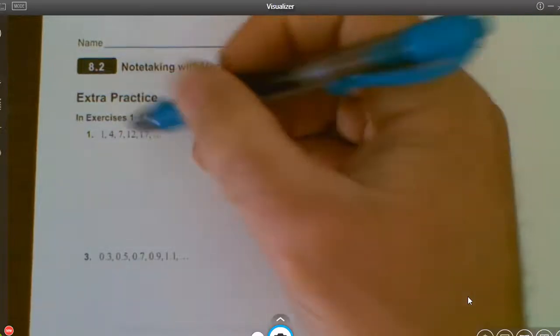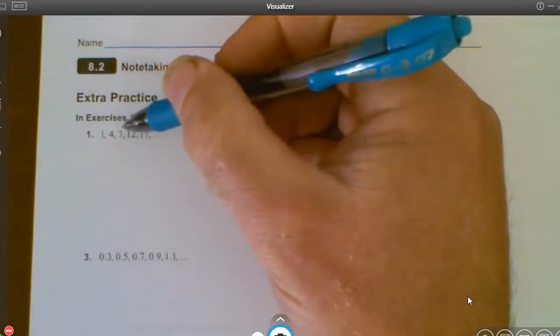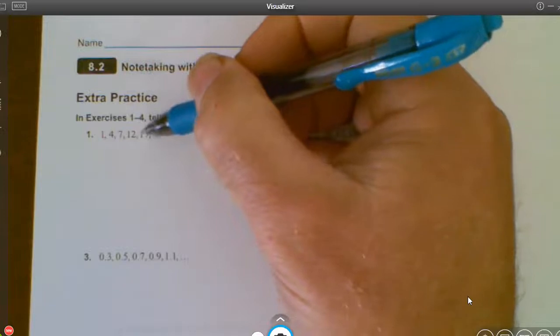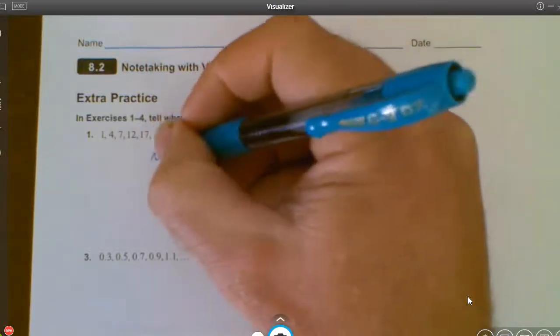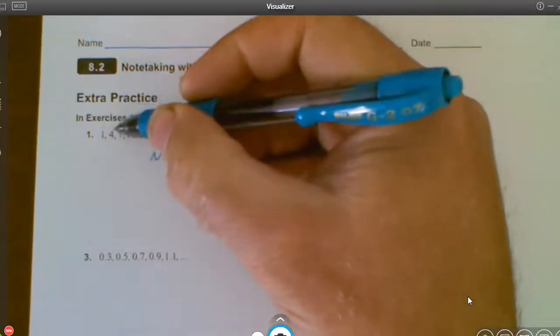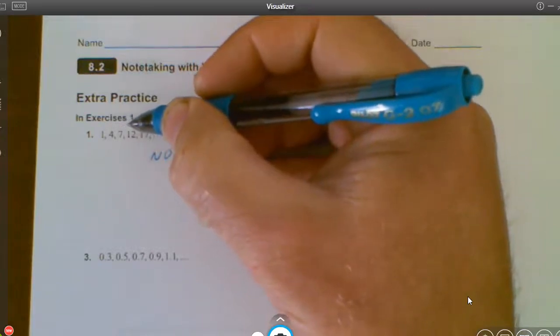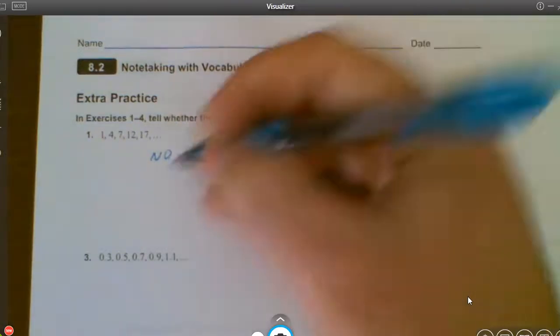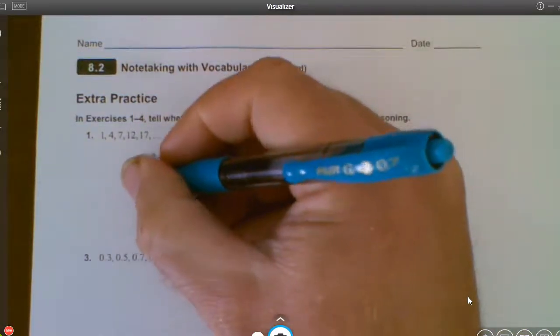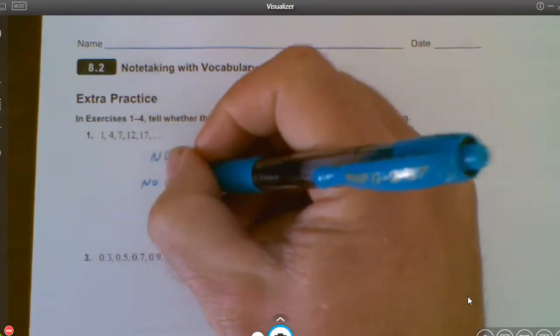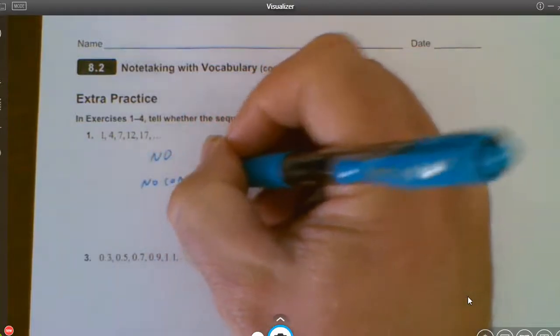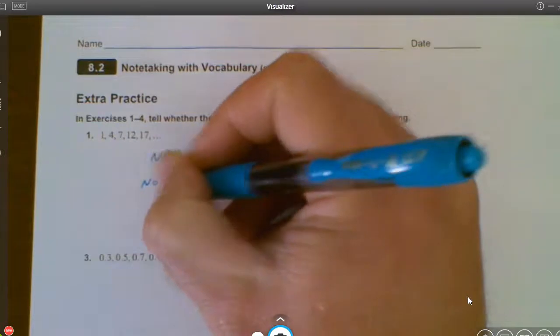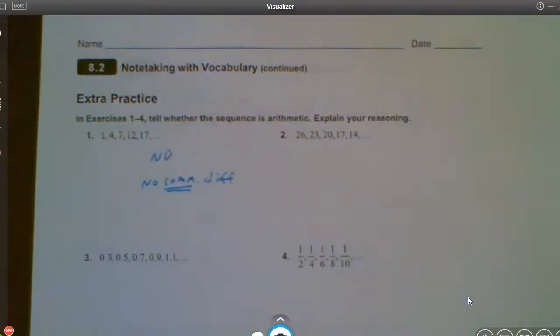In other words, are you adding the same value every time to get the next term? You can see on this one's definitely not, because it starts by adding 3, plus 3, plus 5, plus 5. So it's not adding the same number every time. So we would say there is no common difference. Right? Key word there is common. It's got to have the same number that's being added every time to get the next term.